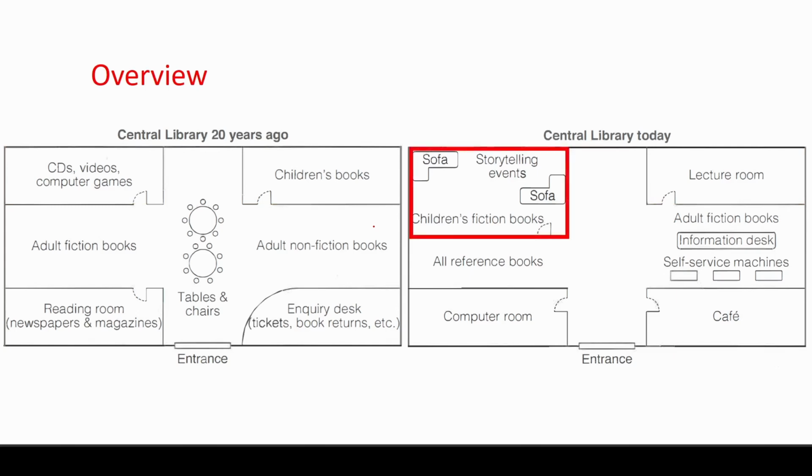I'll choose CDs, videos, and computer games. That was a big change. The area is bigger now, and it's totally different. Also, adult non-fiction books. This part also changed a lot. There is an information desk there, self-service machines. The last thing I want to choose is the cafe. But if you want to choose computer room, that would be also a good choice. But anyway, these three are on my list for the overview.